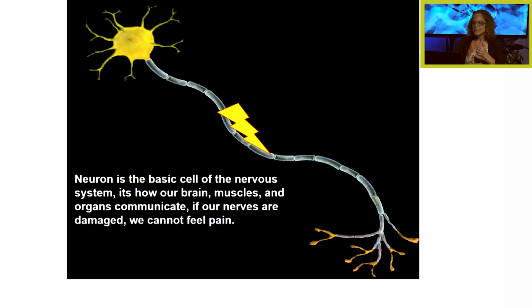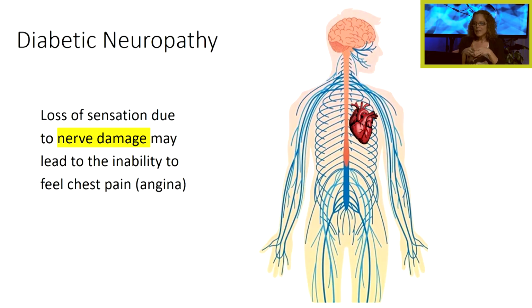So if our nerves are damaged, okay, we cannot feel pain. All right, and so we talked about in diabetic neuropathy, loss of sensation can lead to a small little blister on our foot that we don't notice, ending up being a large foot sore because we didn't feel the initial irritation of the blister, right? That's due to neuropathy. Well, if we get nerve damage that is throughout our body, it's very possible that we can not feel angina or chest pain.